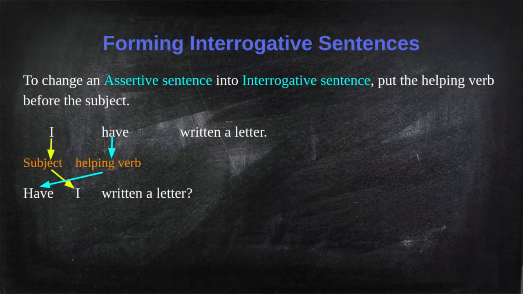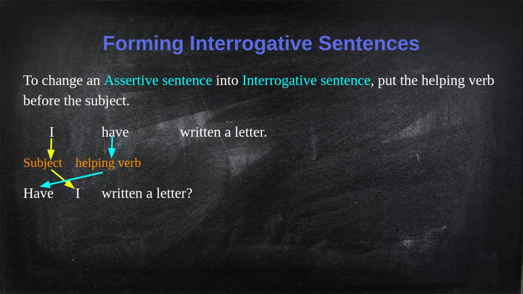Next is to change an assertive sentence into an interrogative sentence. For that, what do we do? We see if the sentence has a helping verb or not, and if a helping verb is there, we write the helping verb before the subject. Let us take an example: I have written a letter.